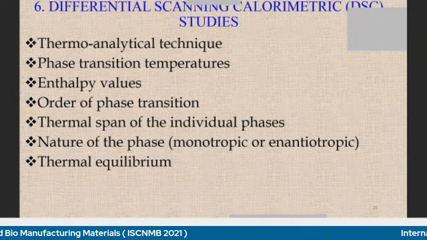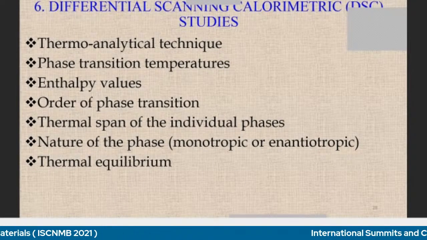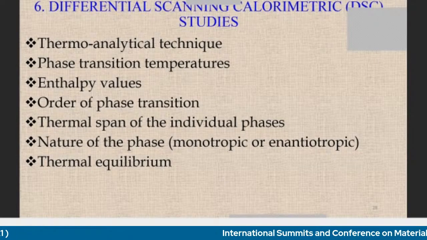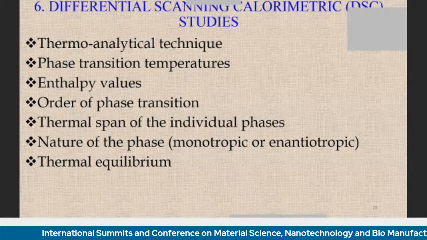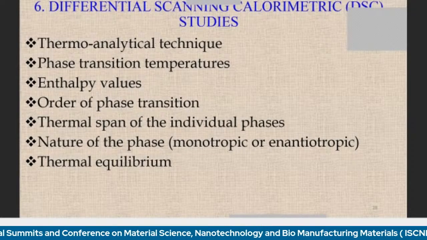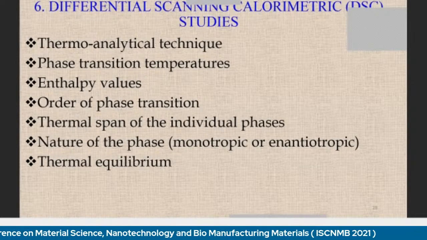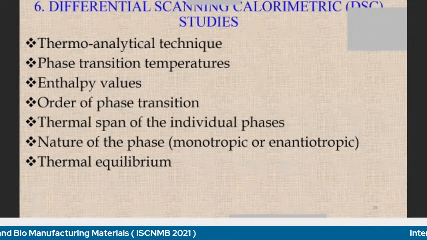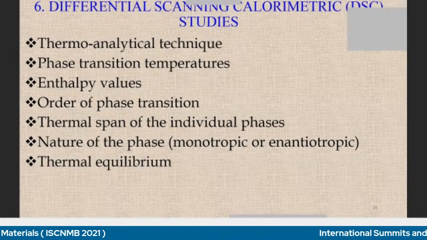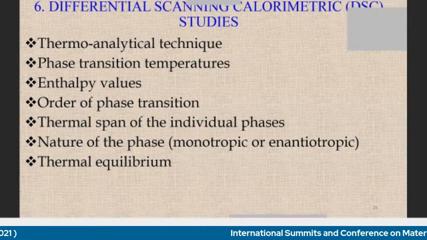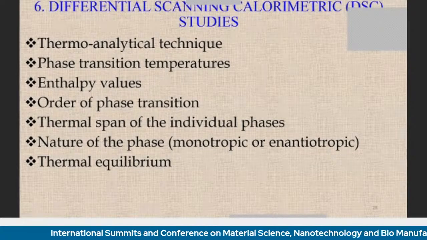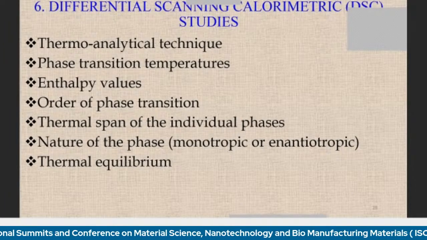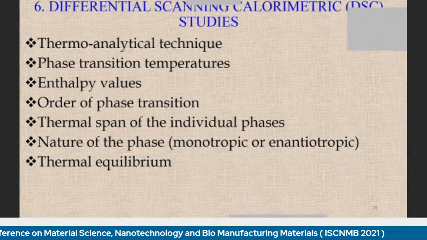So one phase which is observed in heating may not be observed in cooling, or vice versa. So we are able to identify the mesogenic phase as monotropic or enantiotropic from the DSC thermograms. And finally, thermal equilibrium of the system can also be calculated. That is, the energy possessed by the system in the heating run should be equal to the energy possessed by the system in the cooling run. The deviation leads to the monotropic or enantiotropic transitions. So from one DSC thermogram, we are able to obtain the transition temperatures, thermal stability, thermal equilibrium, order of transitions, etc.